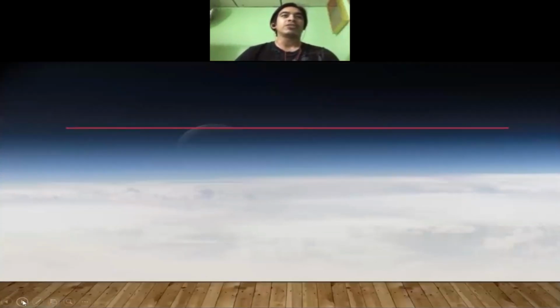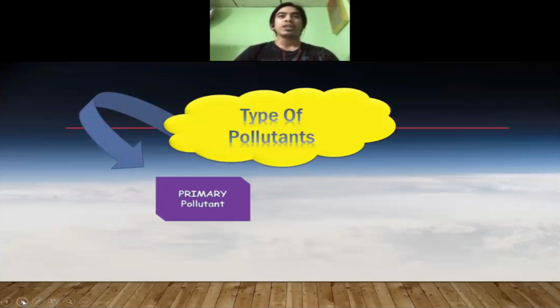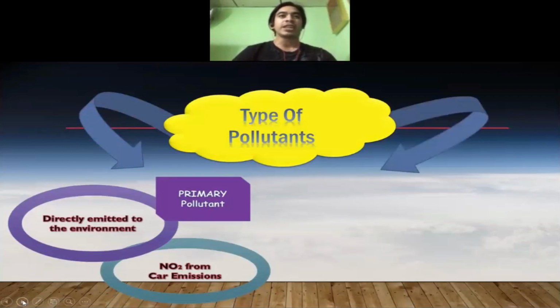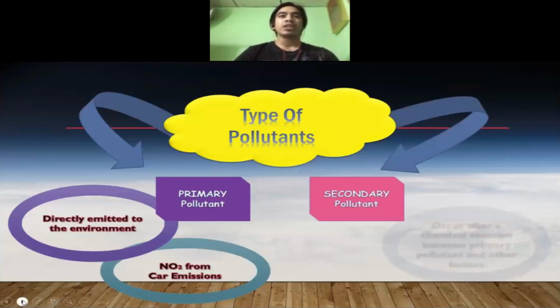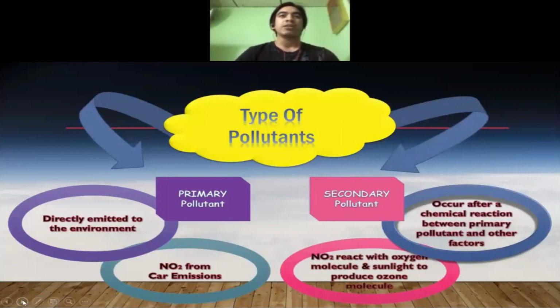Another important thing that you need to know regarding this topic is that there are two types of pollutant. The first one is the primary pollutant. The primary pollutant is the pollutant that is directly emitted to the environment. For example, the emission of nitrogen dioxide from the car. Okay, the next one is the secondary pollutant. The secondary pollutant occurs after a chemical reaction between primary pollutant and the other factors. For example, nitrogen dioxide reacts with the oxygen molecule and sunlight to produce ozone molecule. So we will go deeper into this topic.